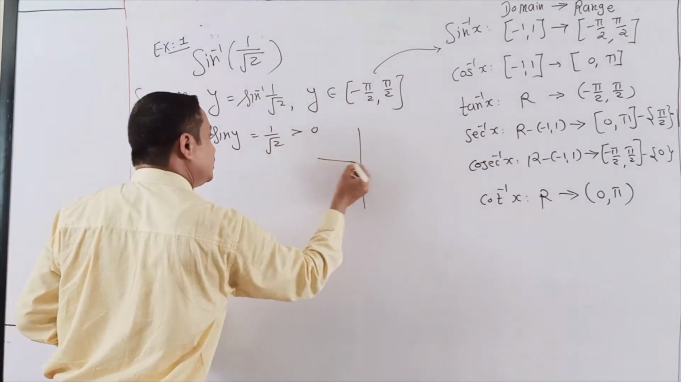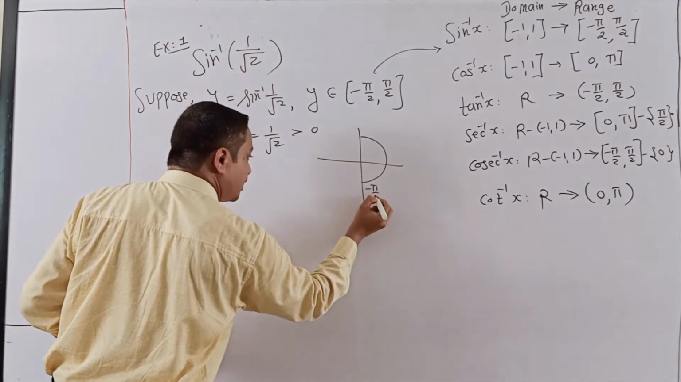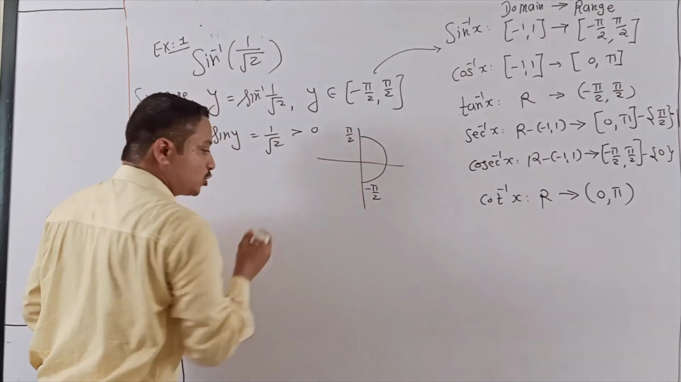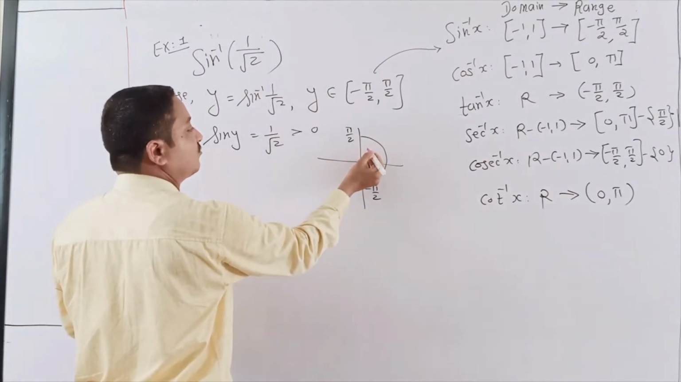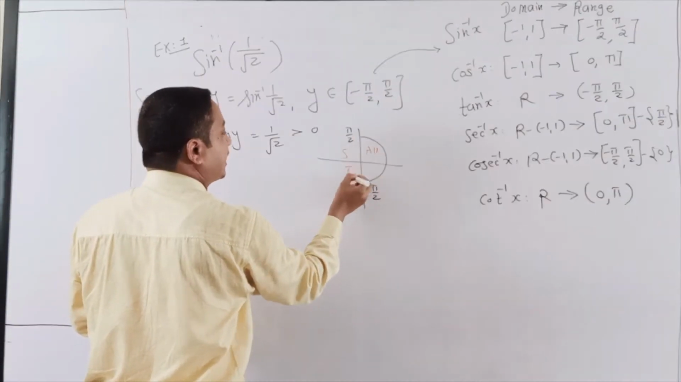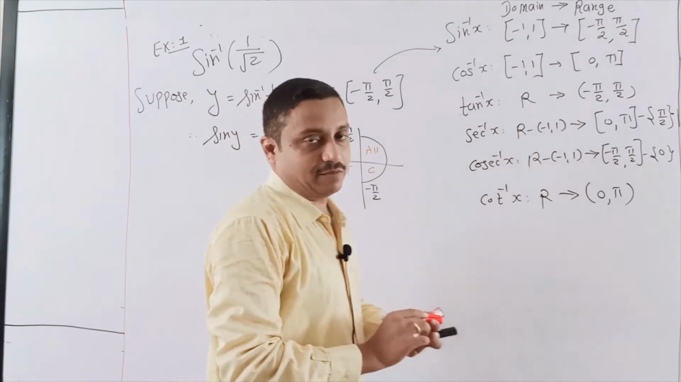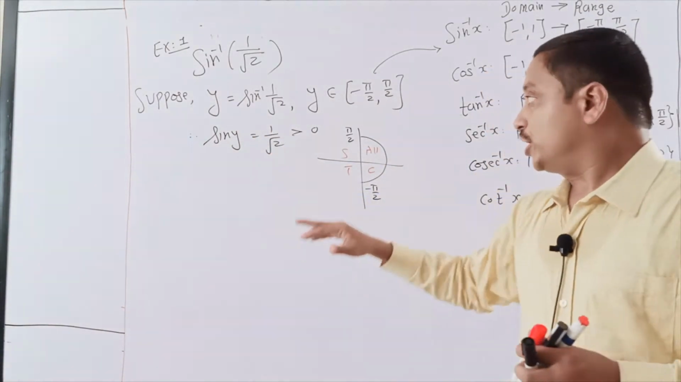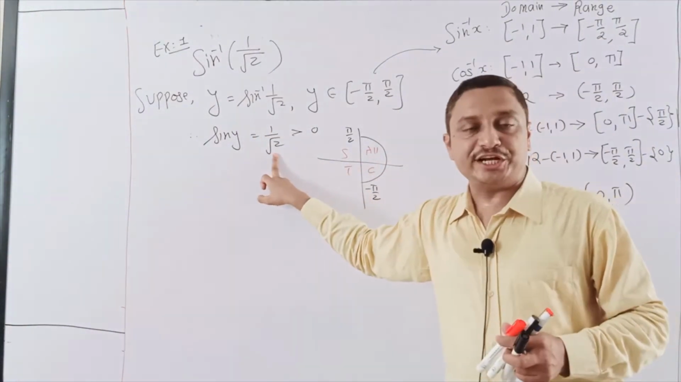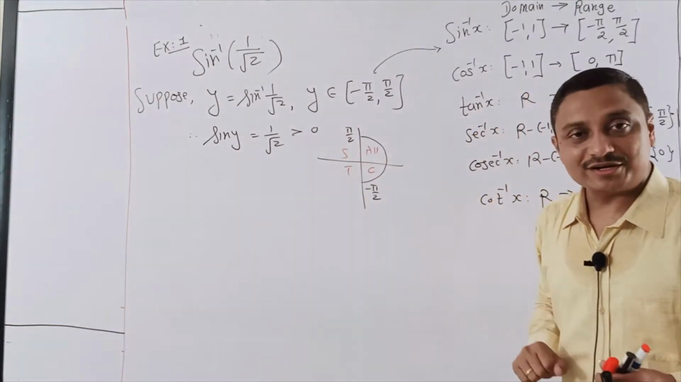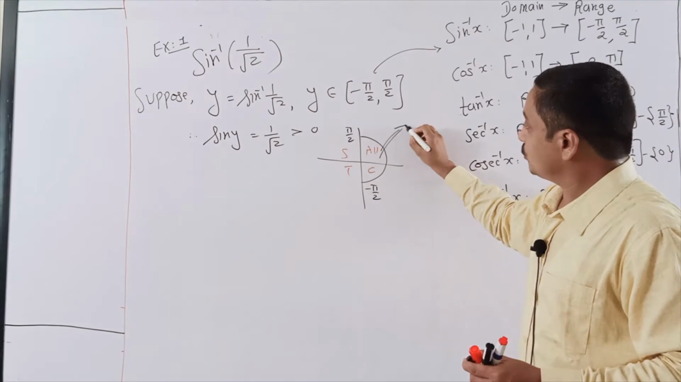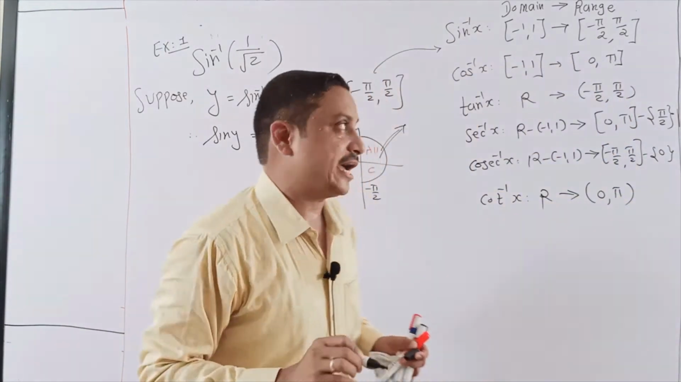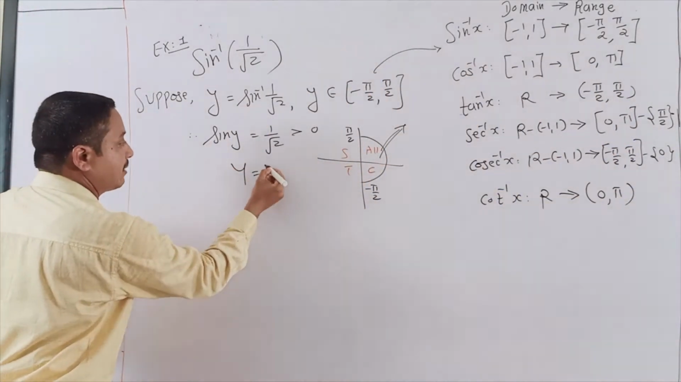And look at this drawing: minus pi by 2 to pi by 2. Which quadrants are covered, students? This covers the first and fourth quadrants. All-Sin-Tan-Cos wise, you tell me, in which quadrant is sine positive? Yes, it is the first quadrant. That's why I answer in the first quadrant. So I write here y is equal to pi by 4.